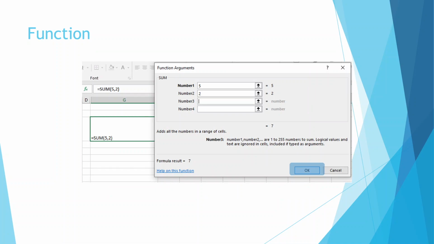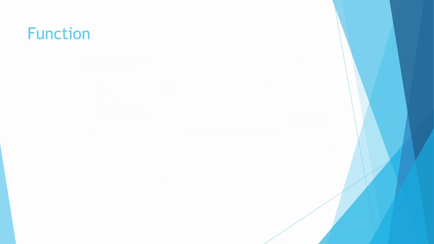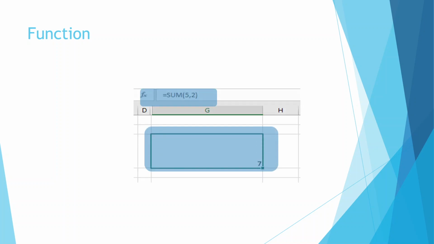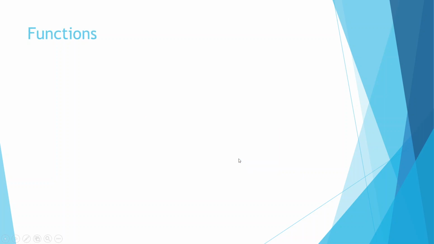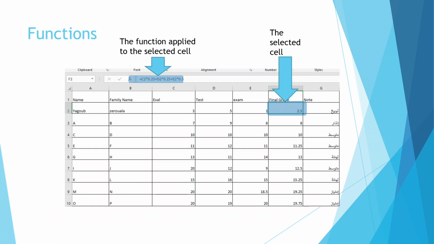And then we fill in the numbers, okay? For example, 5, 2, and so on. And then you click on OK, and the function is applied, okay? Here we have the function and the result, okay?